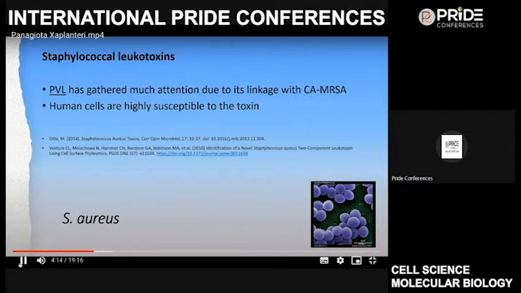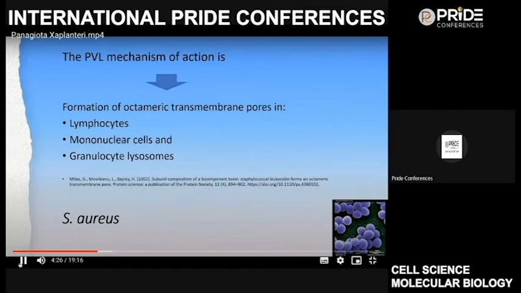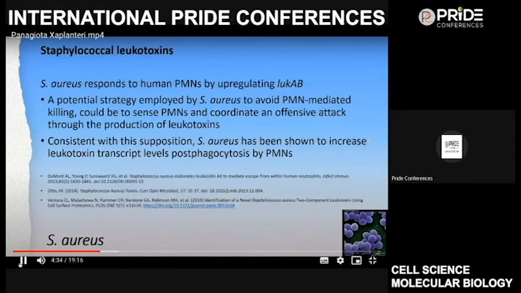Staphylococcal leukotoxins. PVL has gathered much attention. Tumor cells are highly susceptible to leukotoxin. The PVL mechanism of action is formation of transmembrane pores in lymphocytes, mononuclear cells, and reticulocyte lysosomes. A potential strategy employed by Staphylococcus aureus to avoid polymorphonuclear-mediated killing could be to seize polymorphonuclears and coordinate an offensive attack through the production of leukotoxins.